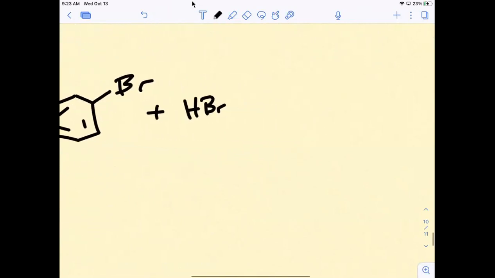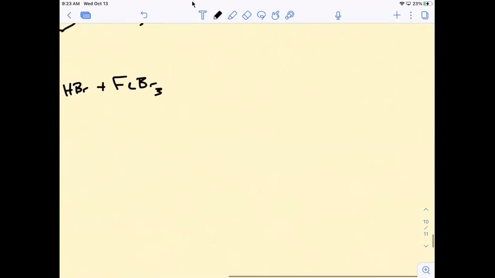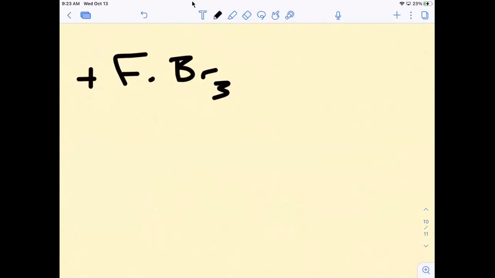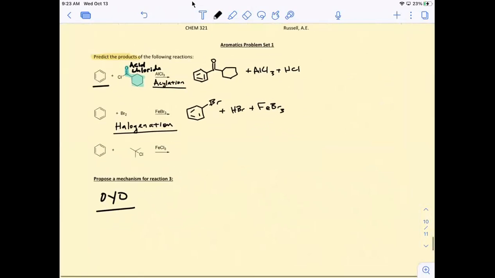Right, you're always going to get the catalyst regenerated. You don't consume a catalyst, it's not a reagent. So that's the outcome of that reaction.